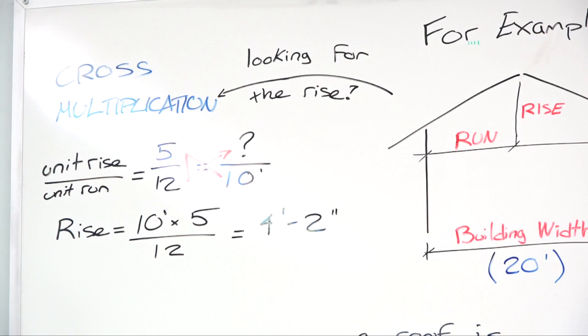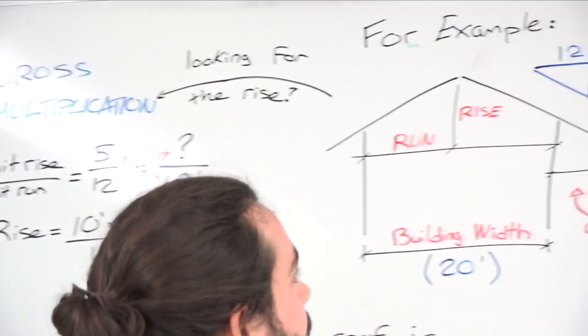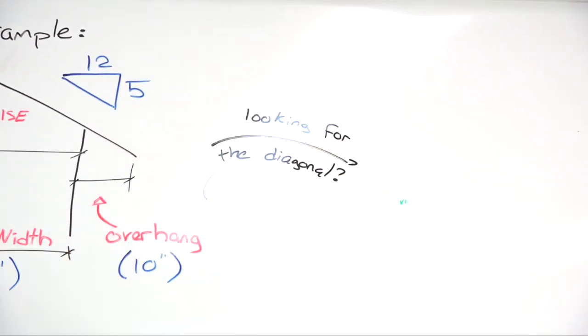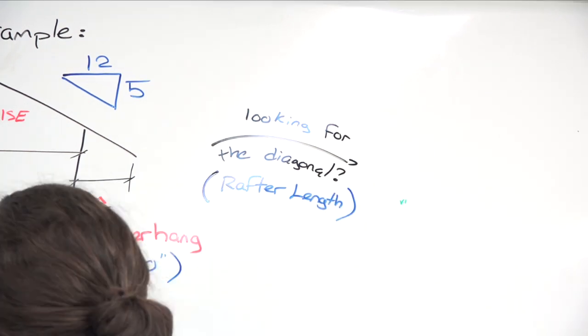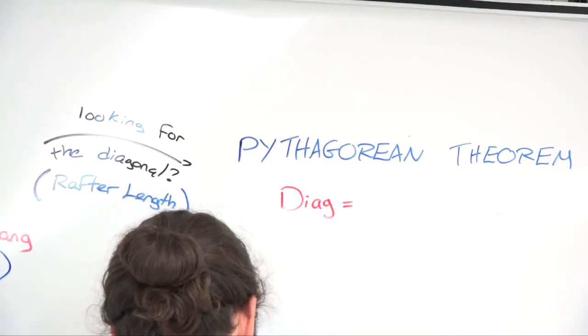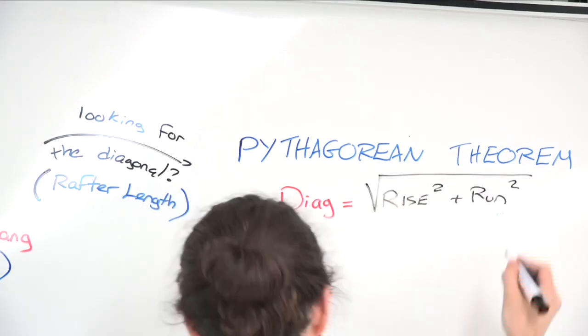If you know the rise and you want to find the run, you just flip the cross multiplication upside down, but that's rarely the case. Now, if you were looking for the diagonal, because this is mostly what you're going to have to find out, you want to cut the rafter, so you need to know the rafter length. That's going to be the diagonal. Well, this time you need the Pythagorean theorem.